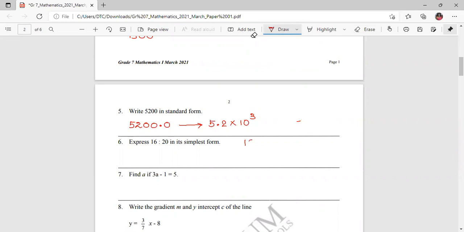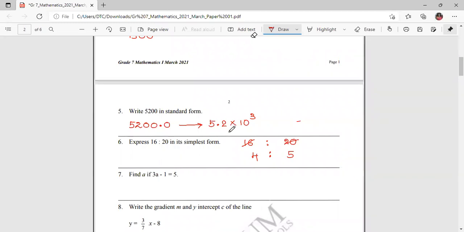So then we want to express 16 to 20 in its simplest form. First, we write the ratio they have given, 16 to 20, right? So how can you simplify this? I can see that both the numbers are multiples of 4. So what can I do, children? Then 4 times 4 and 4 times 5. So the simplest form of this ratio will be 4 to 5, right?